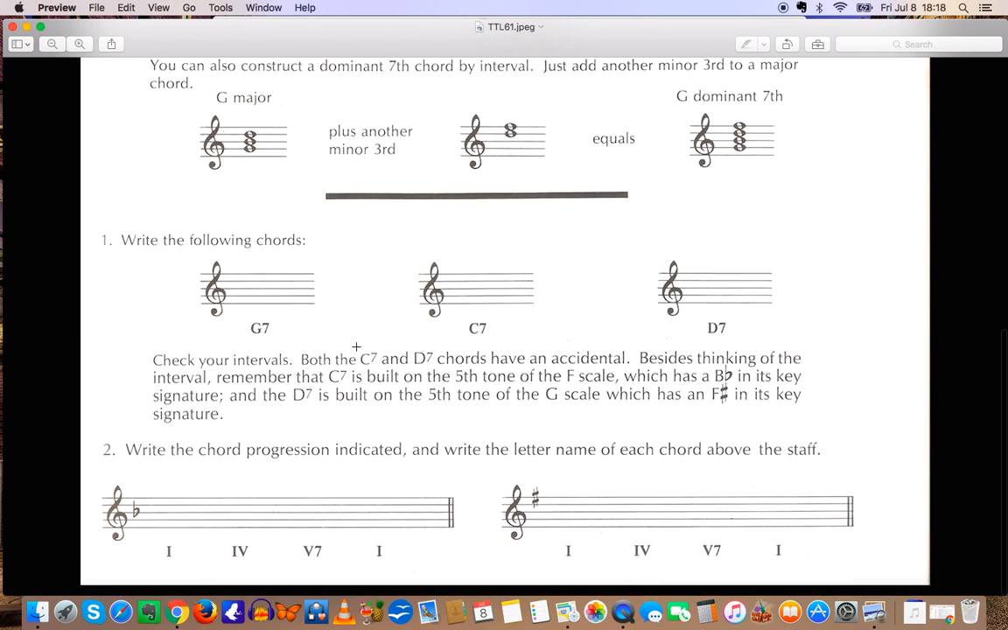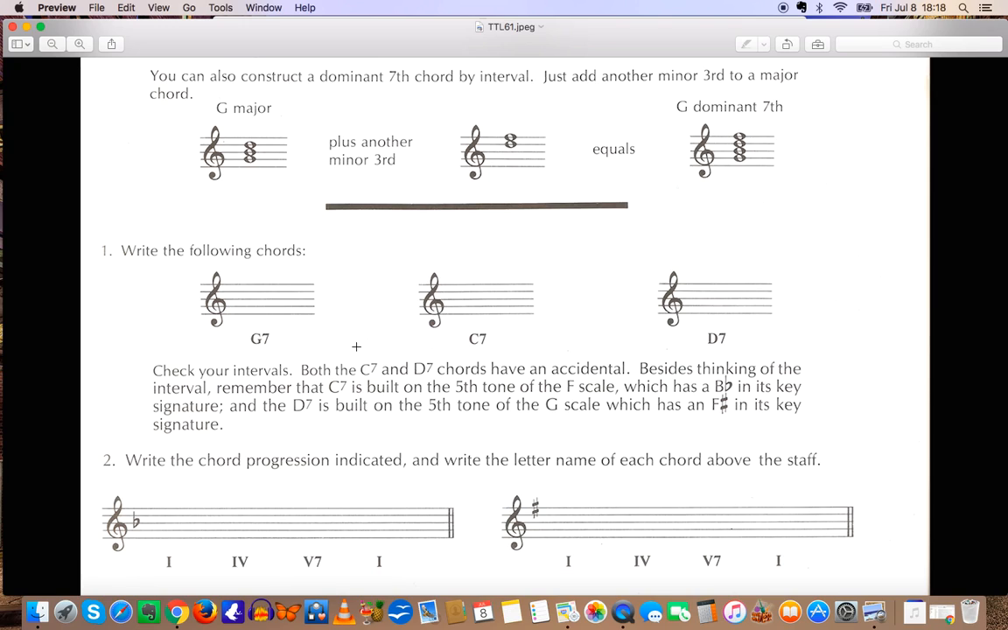Write the chord progression indicated and write the letter name of each chord above the staff. This is very close to one of the previous exercises that we did recently. Basically, you're doing the same exercise: 1 chord, 4 chord, 5 chord plus the 7th on top of it, and then the 1 chord.